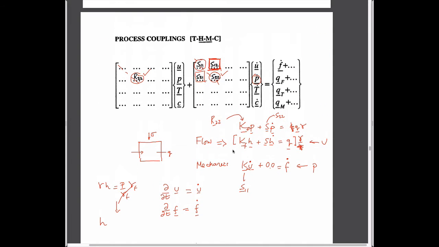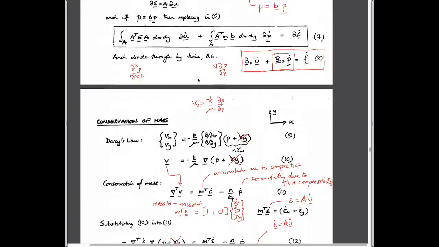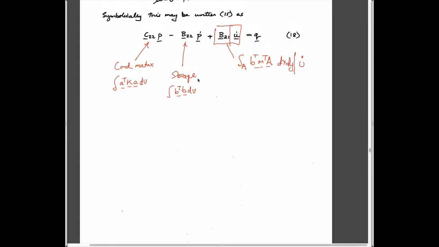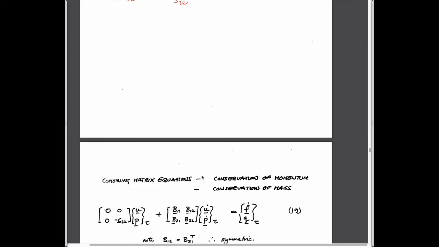what do they look like? So this is the flow part, this is the capacitance part, and this is the squeezing part. So let's label those. So this is R22, this is S22, and this is S21. And so those are the components we need.